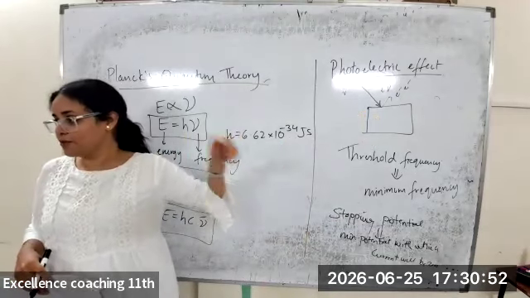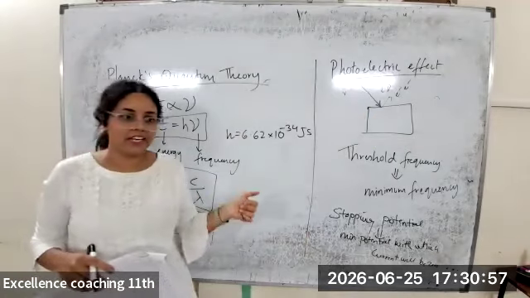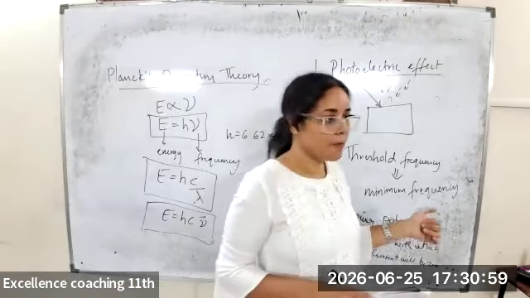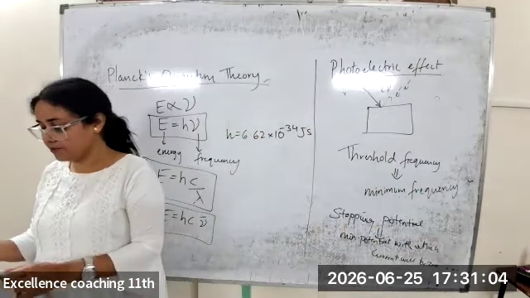Understood? Three terms. One is your photoelectric effect, which is important, as you may get asked what the photoelectric effect is. Then threshold frequency and your stopping potential.